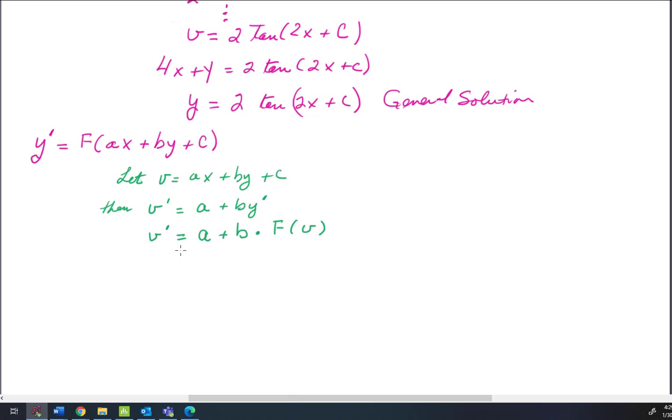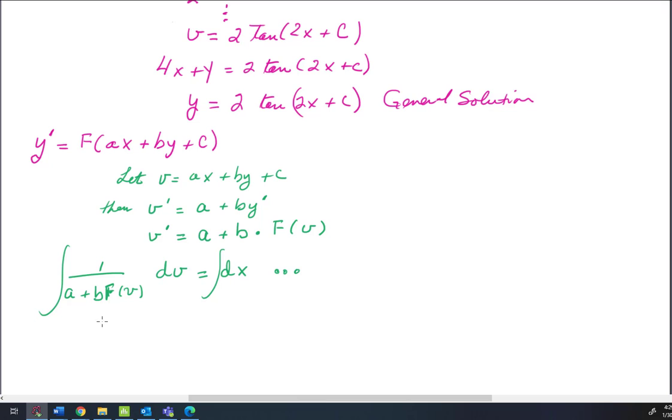Now what have I got? Well, now this is variable separable, and so I could write again if I chose, and I guess I do choose, 1 over a plus b f of v dv is equal to dx. And I've separated those variables, and so we integrate both sides, and, well, we don't really know in this case explicitly what the function is, and that wasn't the point of this exercise.